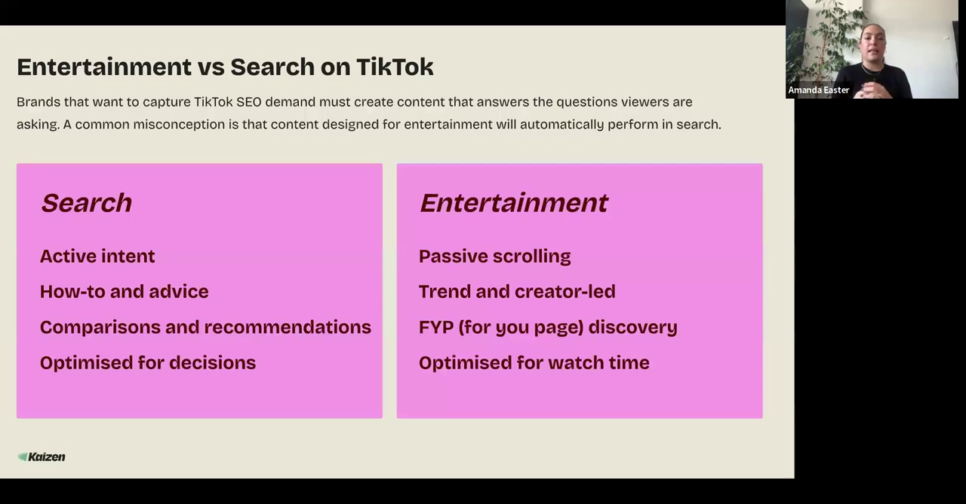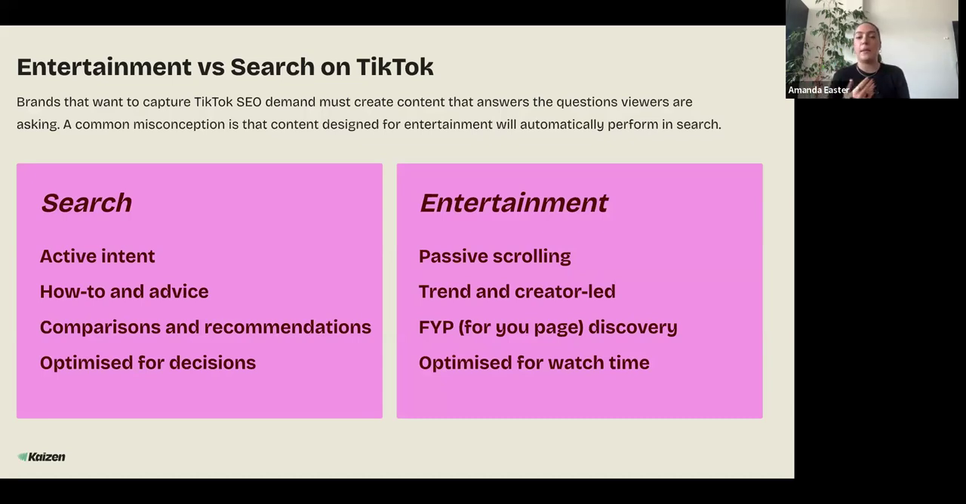So with search, there's that active intent. People are looking for how-to and advice. They're looking for comparisons and recommendations, and it's really optimized for decisions. These are people who are at that stage of purchase where they're looking for something specific to a problem they're trying to solve.